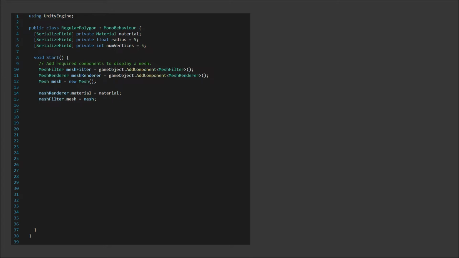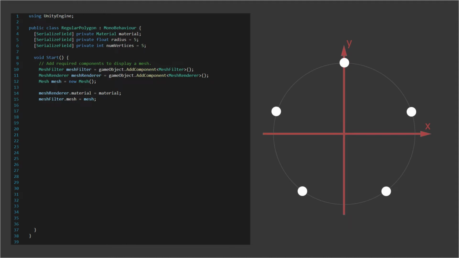To create our mesh, the first thing we need is a list of the vertices. We're going to center the polygon at the origin and calculate each vertex starting with the point at the top, x equals 0, y equals the radius. And the angle we're going to move each time in radians is going to be 2 pi over the number of vertices in our polygon.